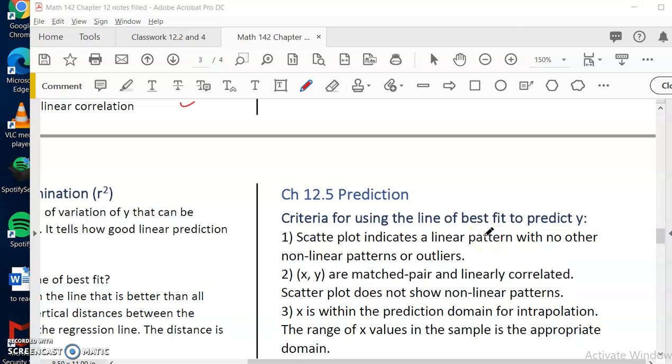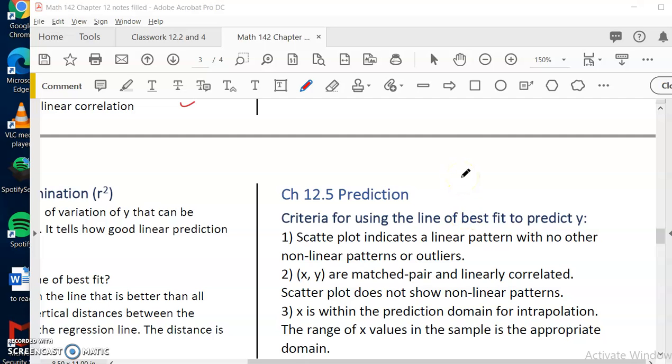Hello statistics student, this video is for chapter 12.5, prediction. In the last video, we used statistics to calculate a linear regression equation if the matched pair data is linearly related. This equation is called the line of best fit because it's right in the middle of all the points, where the sum of the differences between the prediction and the observation is the minimum.